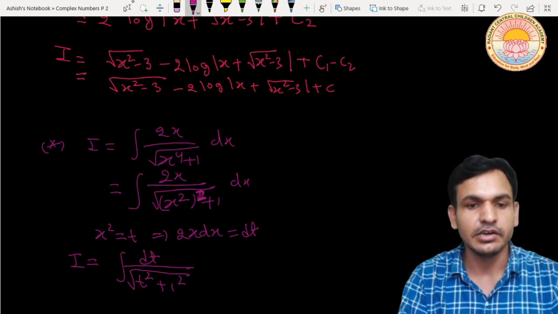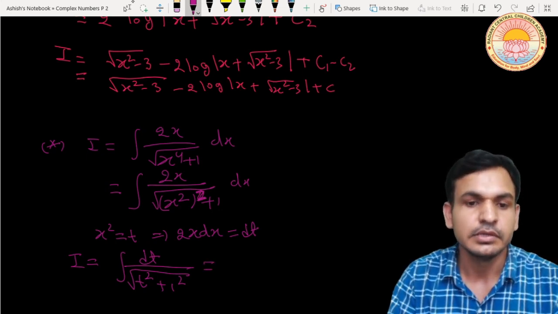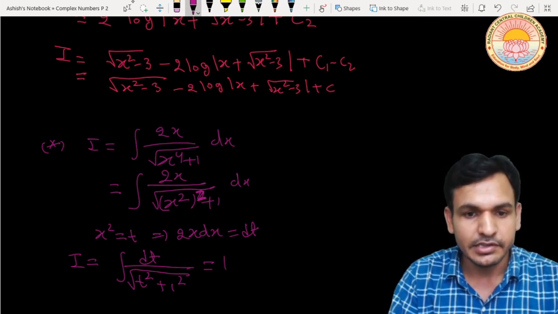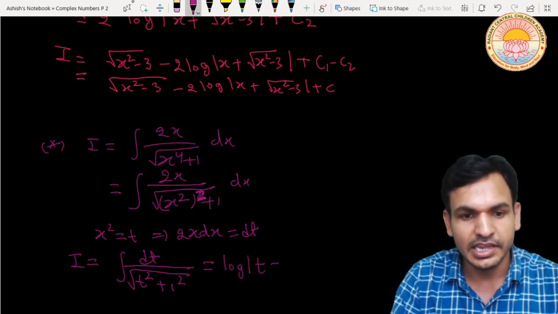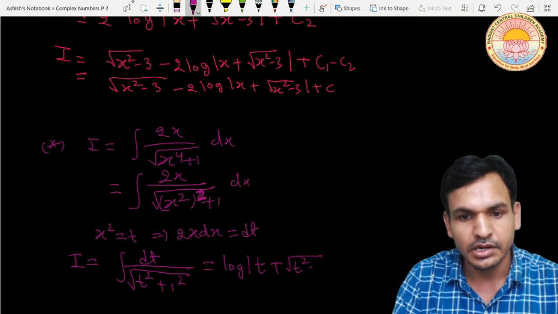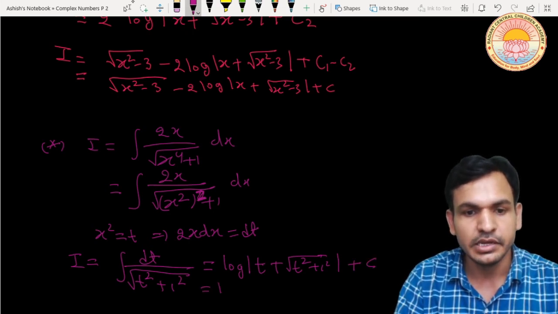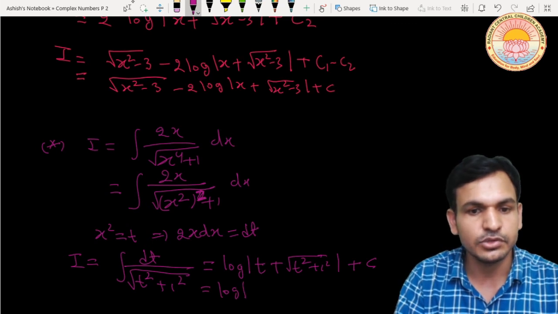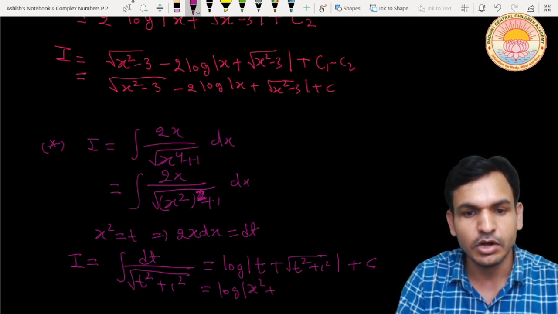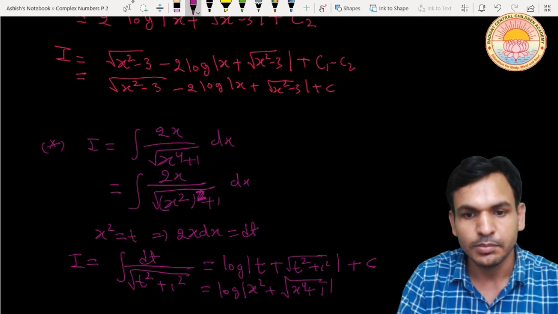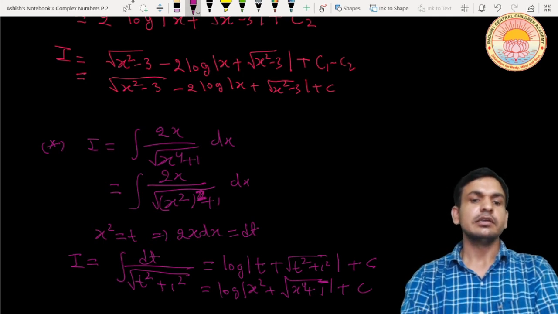And this is a standard integral that we have discussed today. So this can be written as log mod t plus square root of t square plus 1 square plus some integration constant c. Now we will put back the value of t, and t is x square. So it will become log mod x square plus, t square means x square whole square, so it will be x raised to the power 4, 1 square is 1, plus some integration constant c. Clear? So this is the final result.